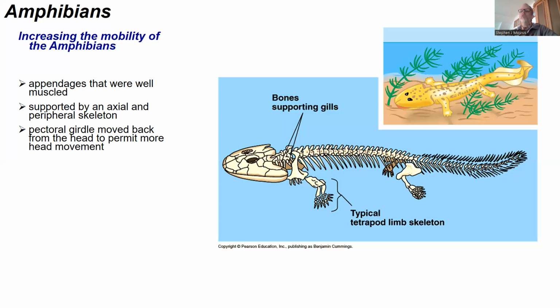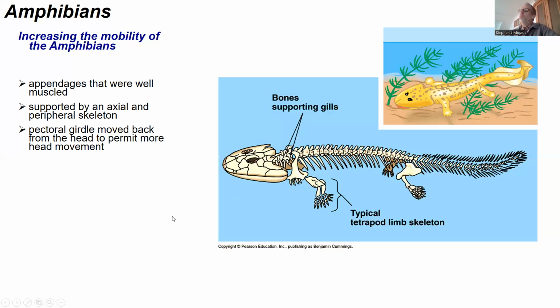Now, all of these bones, of course, are present in the lobe-finned fishes and certain lungfishes, fishes that are able to gulp air and live on land long enough to hop from one body of water to another. Amphibians are different from fish, not only because of their ability to breathe air, but they have appendages, legs, that were well muscled, supported by the axial here and the peripheral here skeleton. And their pectoral girdle moved back from the head to permit more head movement. And you can see that here, that they're actually neck bones.